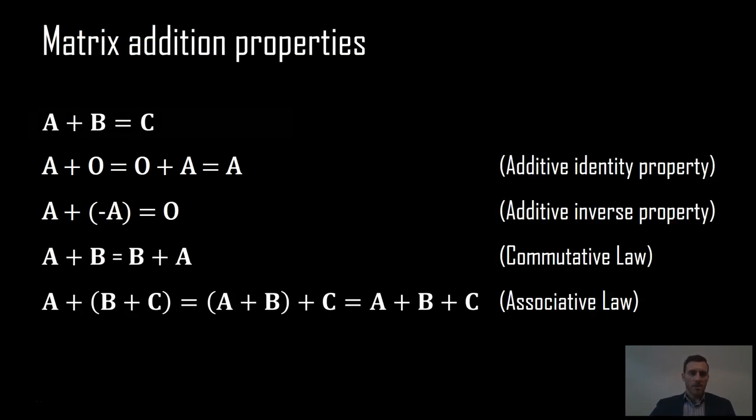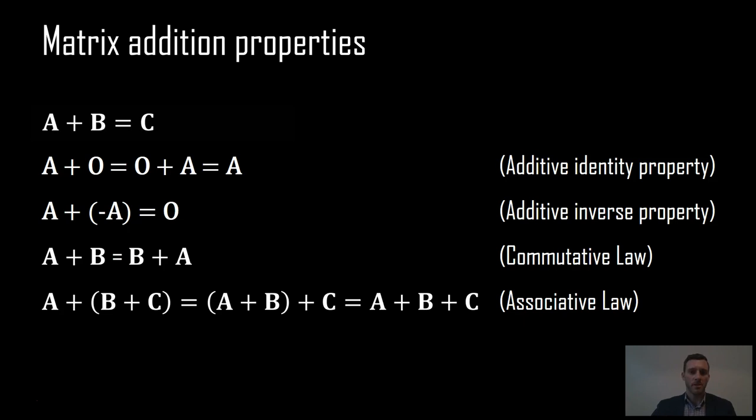Here are some of the properties of matrices. The first one we've already been over. Matrix A plus matrix B is going to equal matrix C. We've got matrix A plus a zero matrix equals a zero matrix plus matrix A, which equals matrix A. It's the additive identity property. We've got matrix A, add the negative of matrix A is going to be a zero matrix, which is the additive inverse property. We've got matrix A plus matrix B is equal to matrix B plus matrix A.